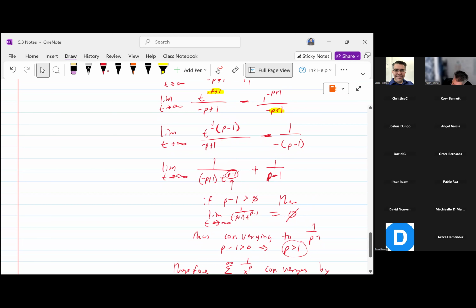Well, if p minus 1 was negative, let's say that we go back to this step here. If p minus 1 was negative, then this t would stay on the top, and I would just end up with infinity on the top, because two negatives would make a positive, and I would just end up with t. And when I plug infinity in for t, the t would stay on top, and that would be infinity. So this thing would just go to infinity, and it would diverge.